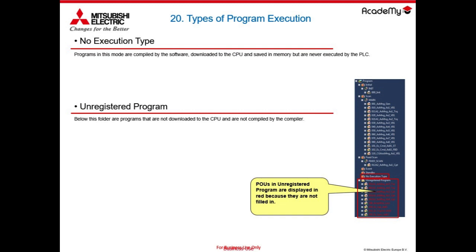A program registered under this folder: there are the programs that are not downloaded into the CPU and are not compiled by the compiler. So we could maybe use this section to park our programs that have compilation errors. So in that case, by bringing them to the unregistered programs, the compiler would not compile them. So we could go on with the exclusion maybe of other programs.